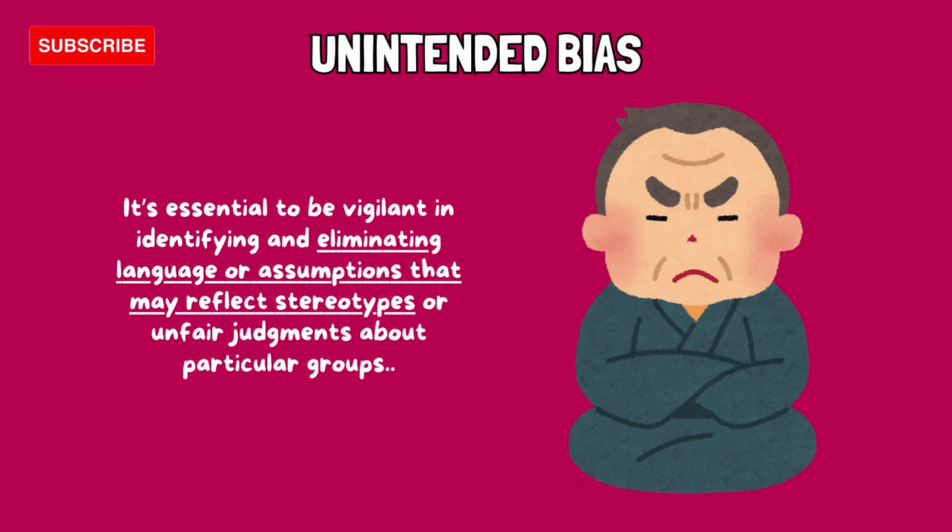Unintended bias is another important thing to look out for. Unintended bias, or prejudice, can subtly infiltrate writing, potentially alienating or offending readers. It's essential to be vigilant in identifying and eliminating language or assumptions that may reflect stereotypes or unfair judgments about particular groups based on race, age, disability, or other characteristics. This involves carefully reviewing your work to ensure it promotes inclusivity and respect, and considering the perspectives of diverse audiences. Being aware of and addressing unintended bias not only improves the fairness and accuracy of your writing, but also enhances its credibility and appeal to a broader audience.